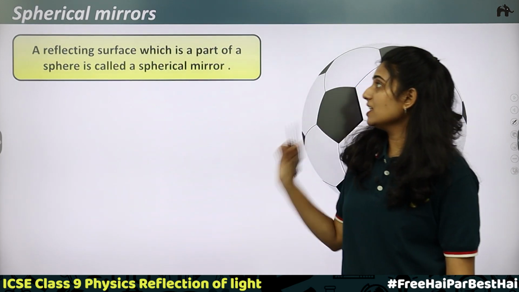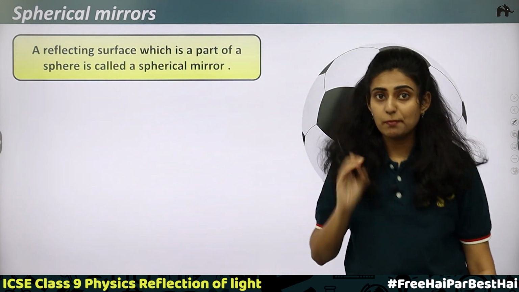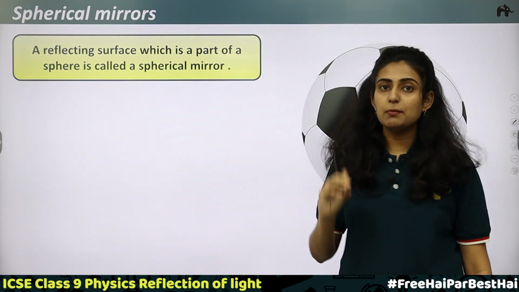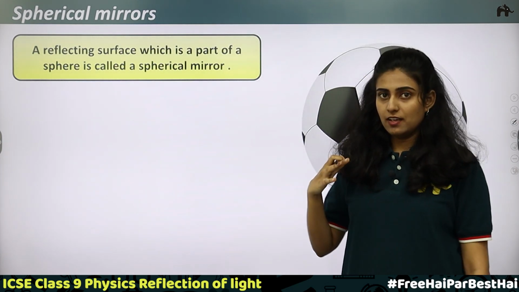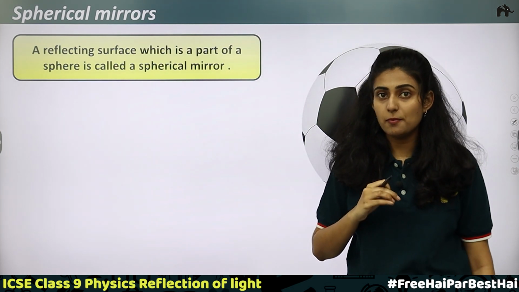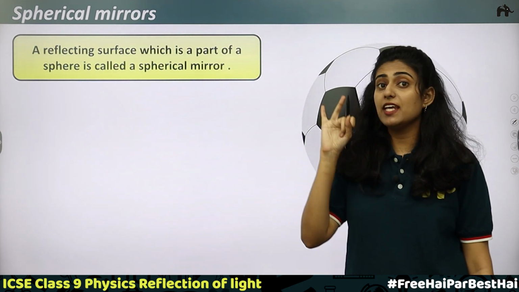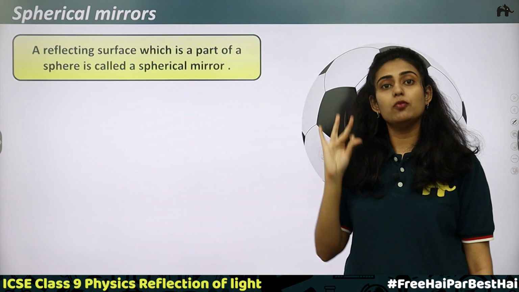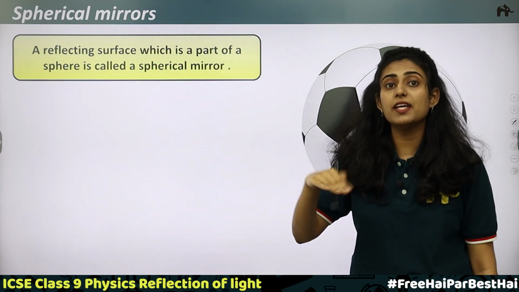Spherical mirrors. We have understood everything about plane mirrors. What are plane mirrors? What are the properties of an image which is formed from a plane mirror? When an object is in front of a plane mirror, what are the properties of the image formed? It will be of the same size. The image will be erect. It will be virtual and is formed behind the mirror.